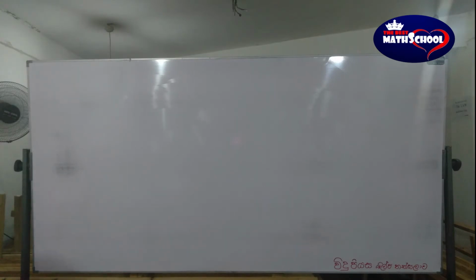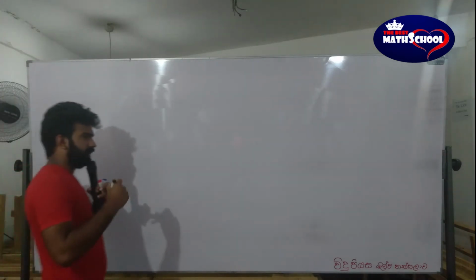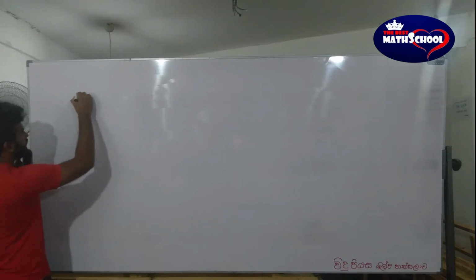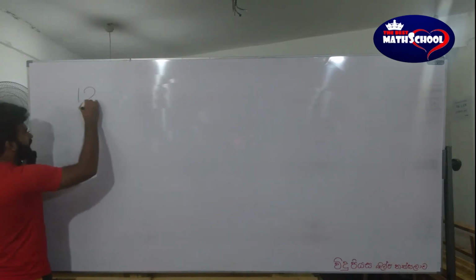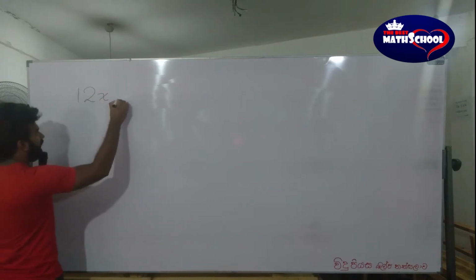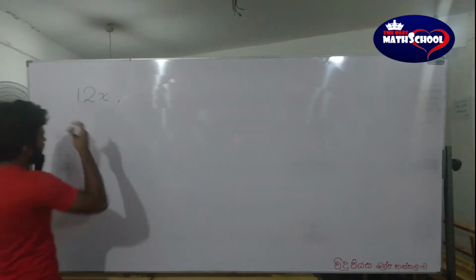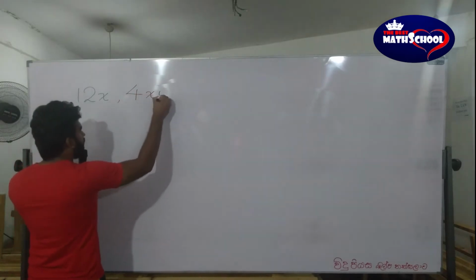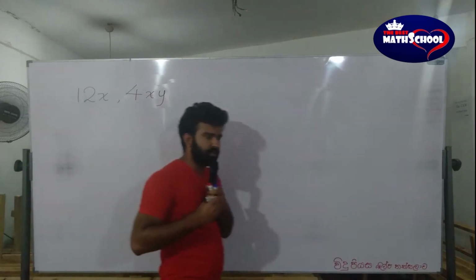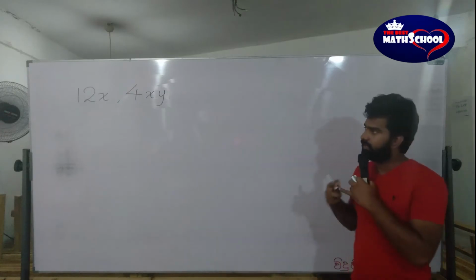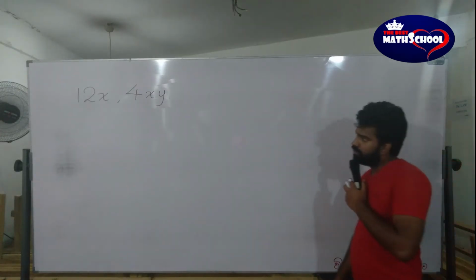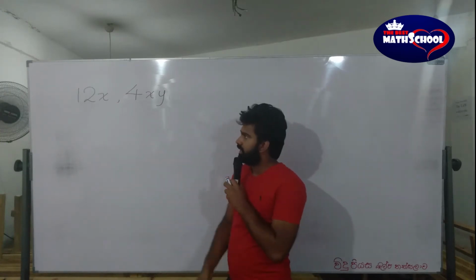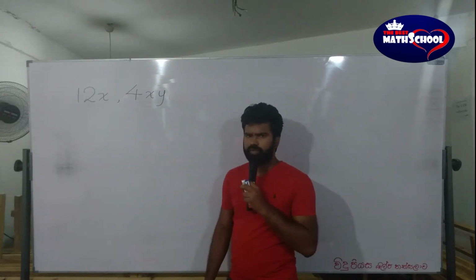Right. So I'll take the first example like this. I'll take 12x and 4xy. I take two algebraic terms like this, right? So now I'm going to find the HCF of these two terms, the highest common factor of these two terms.